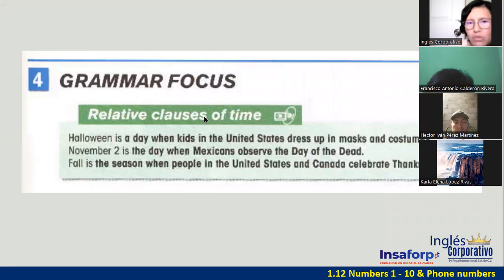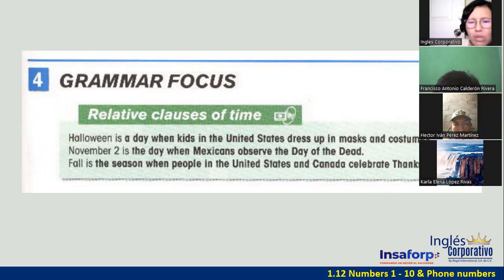We have relative clauses of time. So it says: Halloween is a day when kids in the United States dress up in masks and costumes. November 2nd is the day when Mexicans observe the Day of the Dead. Fall is the season when people in the United States and Canada celebrate Thanksgiving. Okay? Now, primero quería explicar qué eran clauses porque el tema se llama relative clauses, y a veces pues no sabemos qué es una cláusula o una clause, ¿verdad? Pero ahora sí ya sabemos, ¿okay?